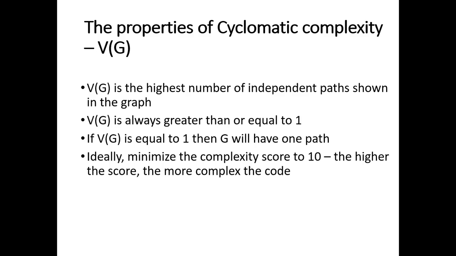So if Vg is equal to 1, then the graph will have 1 path, right? Ideally, minimize the complexity score to 10. The higher the score, the more complex the code, right? So cyclomatic complexity is giving you the number of paths of your program or your program graph, right?